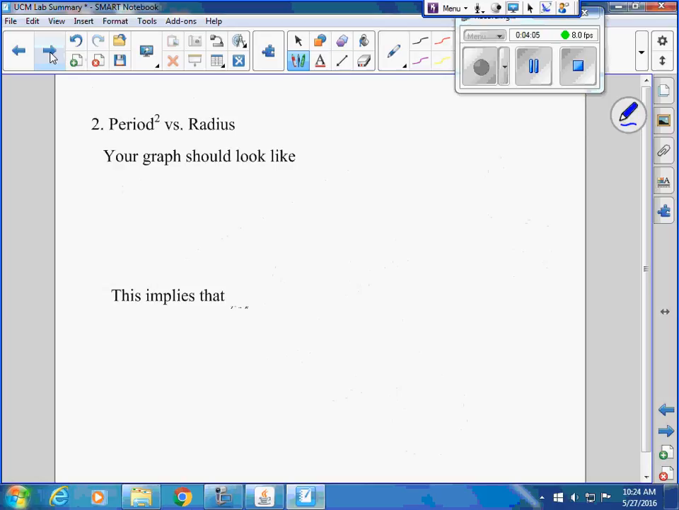So when you graphed period squared versus radius, when you change the length of that string, what did you get? The longer the radius, did it go slower or did it go faster? Slower. I think that's intuitive, right? And if it goes slower, then the period is bigger or smaller, Cole? Bigger. Slower means that it takes longer to go around, right?